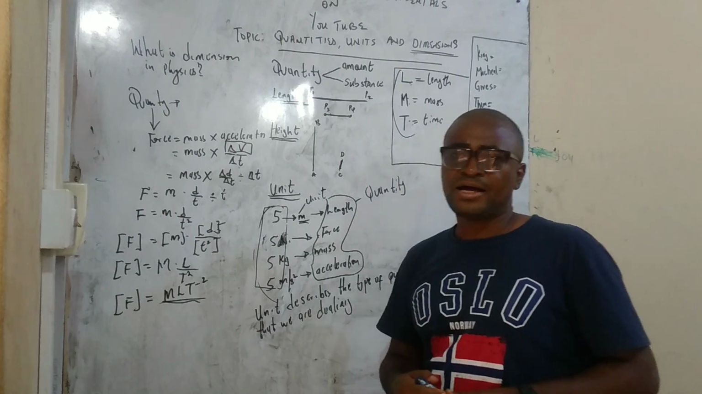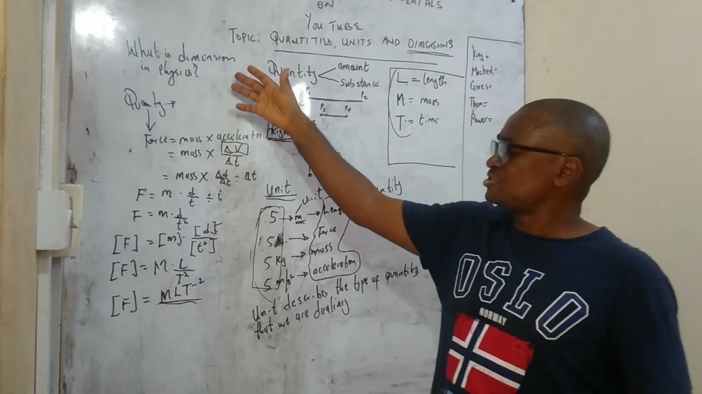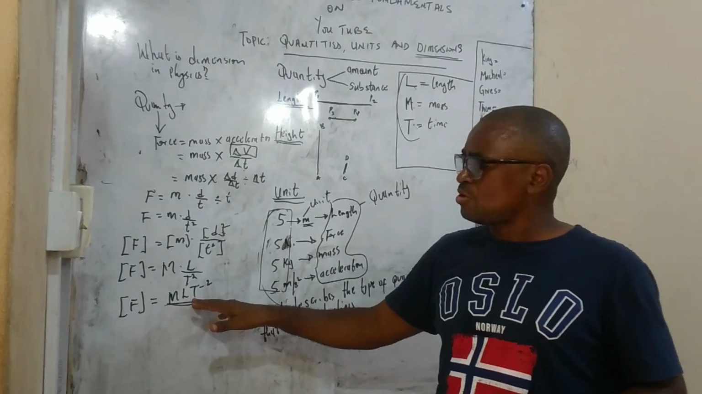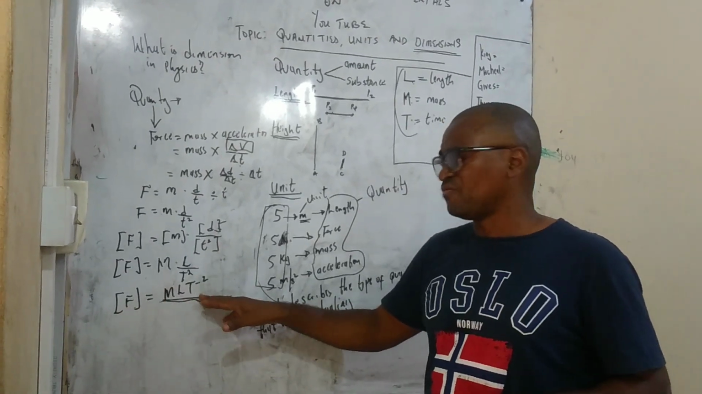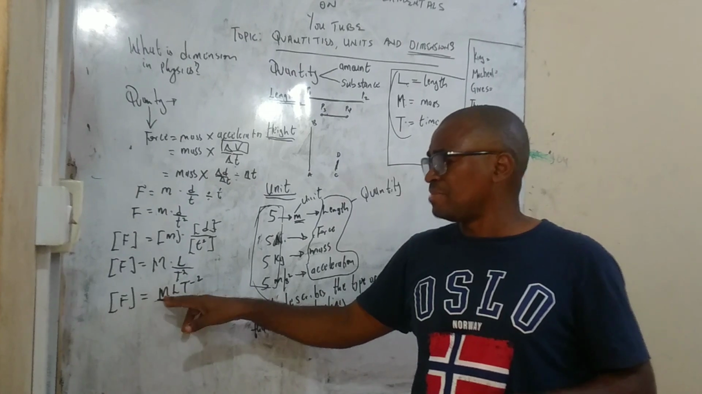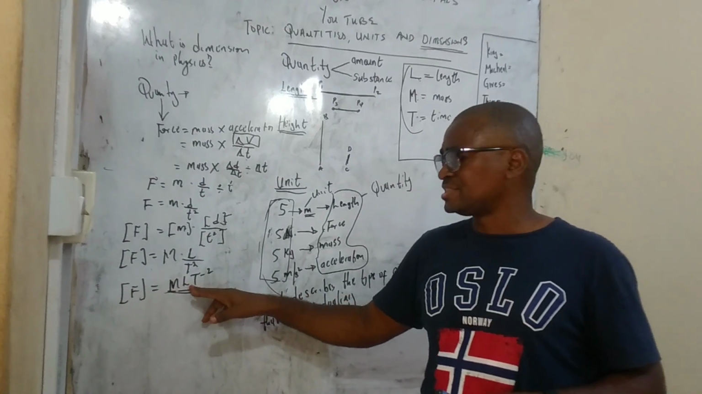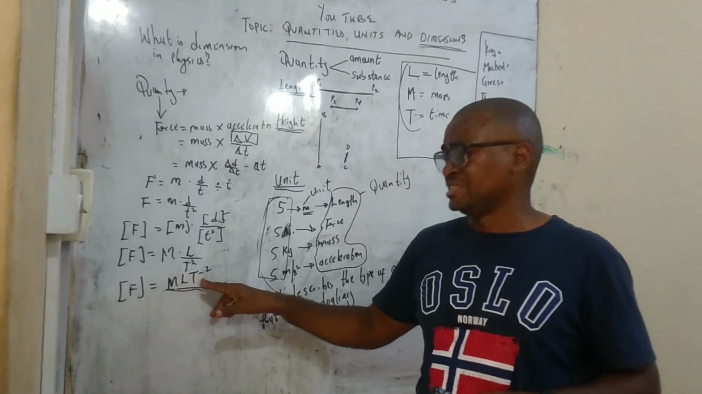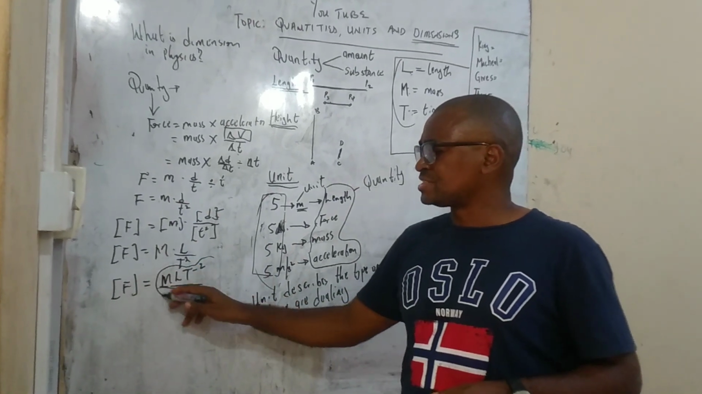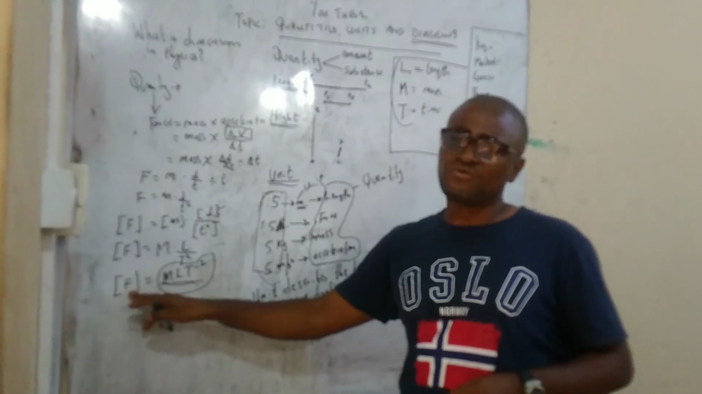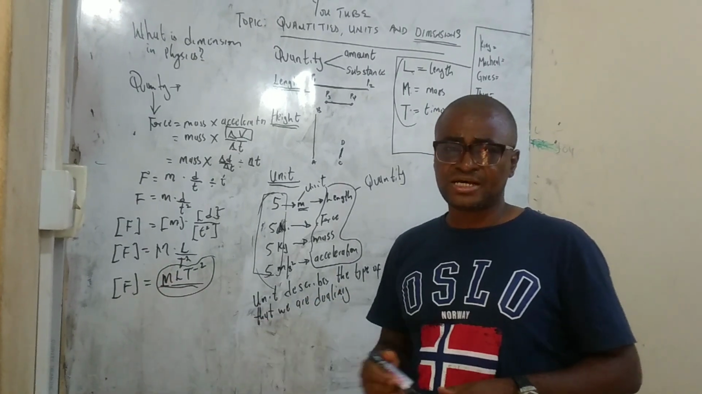So in a nutshell, dimension actually shows how a derived quantity is related to fundamental quantities, because mass is a fundamental quantity, length is a fundamental quantity, and time is a fundamental quantity. So this dimension I have here is like a bridge that connects derived quantities with fundamental quantities.